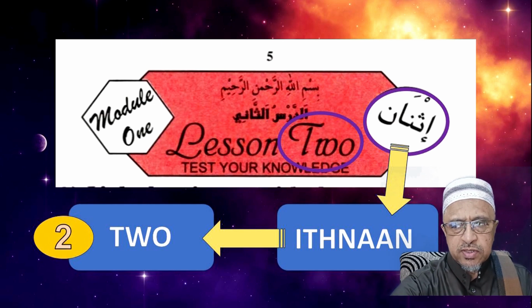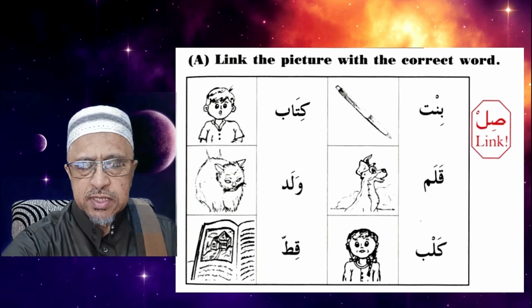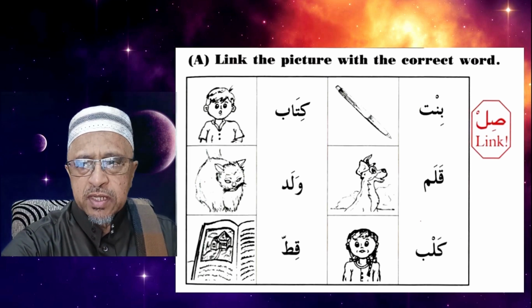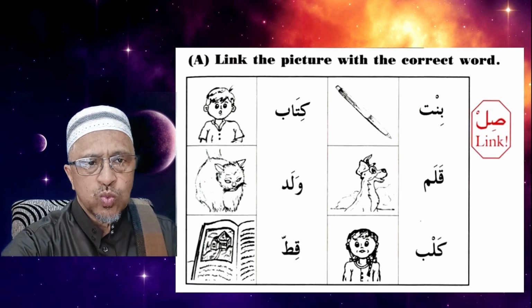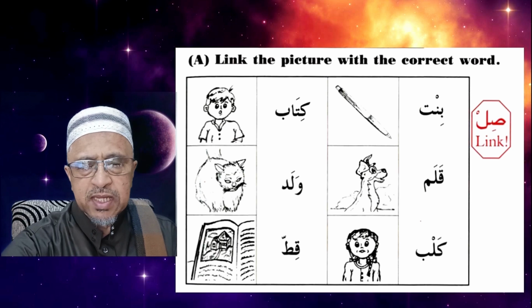So let's move on. Here we're looking at the first exercise. And once again, we have the pictures and the words which we need to link. Therefore, we have the word sil, which means link. Link the picture with the correct word. Sil as-sura bil-kalima as-sahiha.